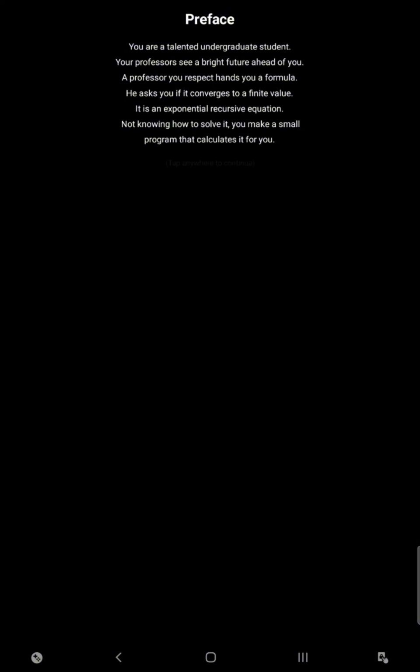It's like, if infinite time has passed, can one of the variables, or any one of them, in the formula reach infinity? So it's an exponential recursive equation. Every second or so, you times something to one of the variables, and that's how this game works. And not knowing how to solve it, you make a small program that calculates it for you. So it's like an idle game.